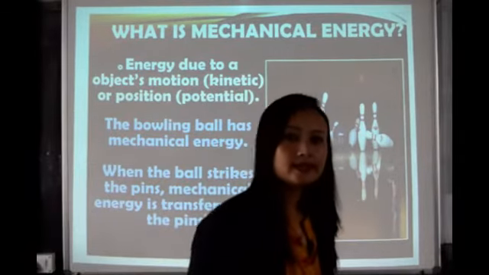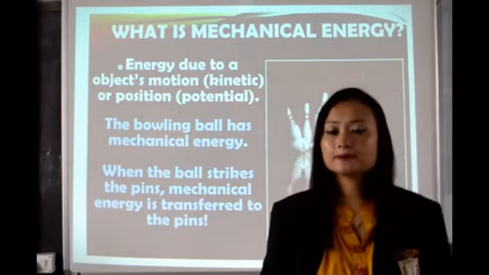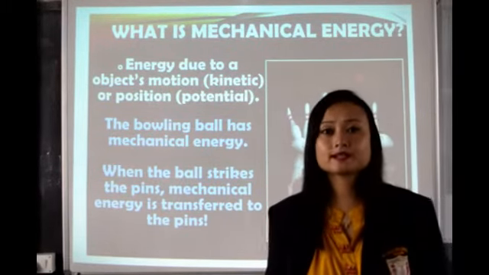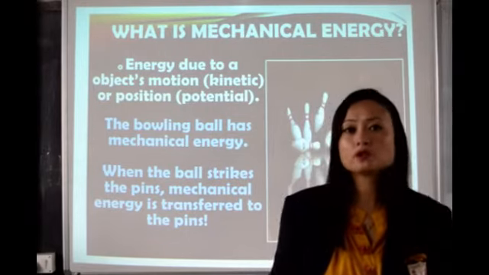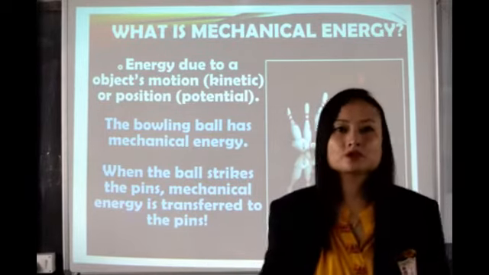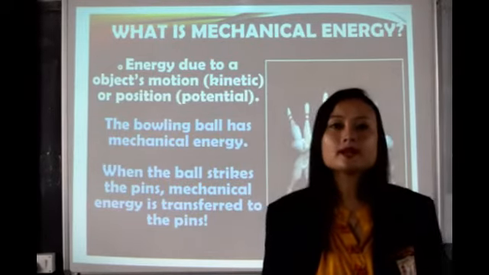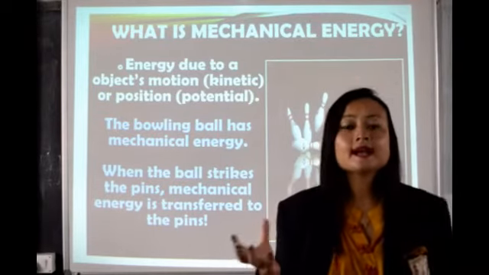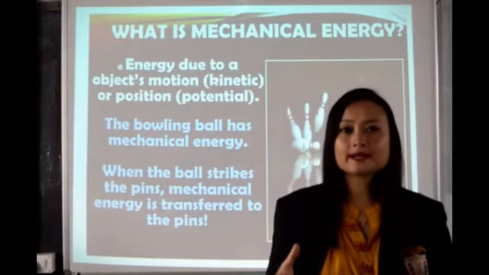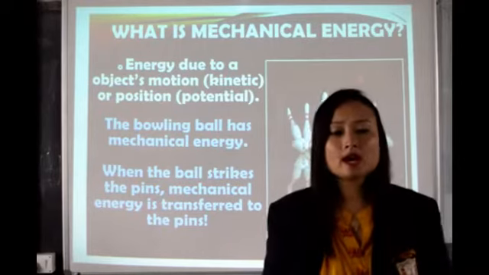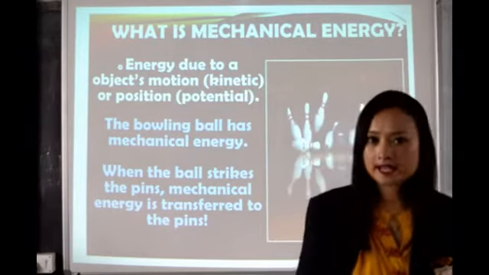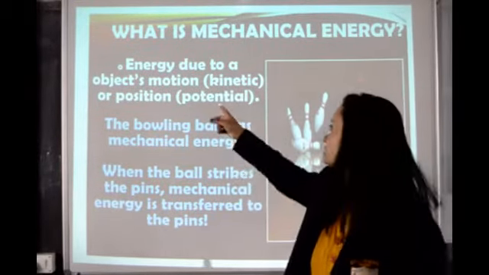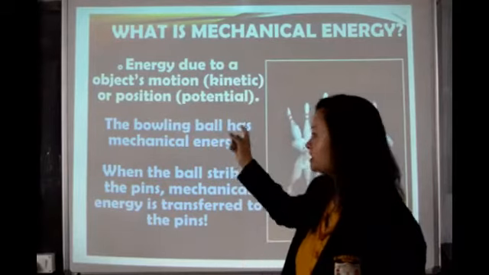What is mechanical energy? I told you in the beginning that mechanical energy is the energy possessed by a body when in motion or at a certain position, isn't it? So actually, mechanical energy is a combination of potential and kinetic. When you sum up kinetic and potential together, they are called mechanical energy. So it is energy due to the object's motion or position. Okay, motion means kinetic and position means potential.